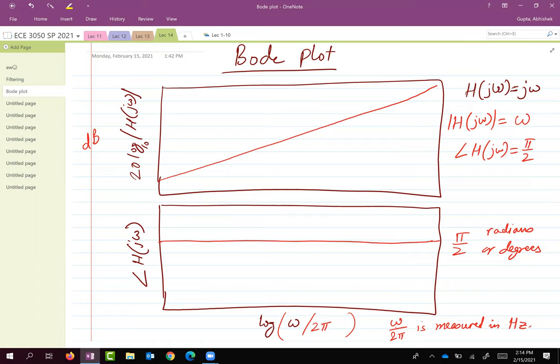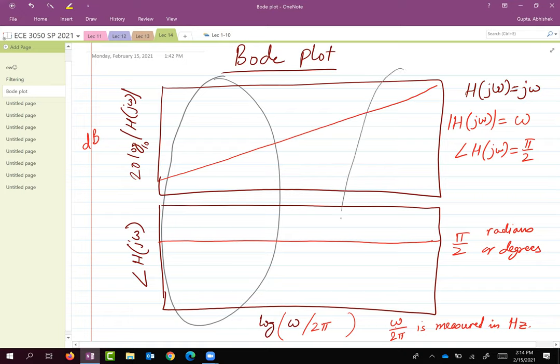Okay, so the Bode plot allows us to infer which frequencies are affected. If you look at this particular Bode plot, this is the small frequency part. In the small frequency part, the decibel value is small, which means that these frequencies will get eliminated. Whereas in the large frequency part of the plot, the magnitude of 20 log absolute value of H of j omega is large, and therefore these frequencies will get amplified in the output.